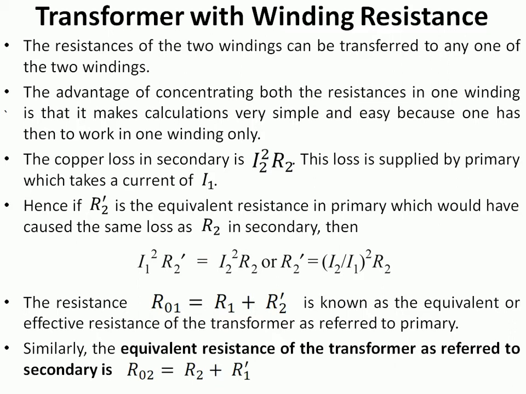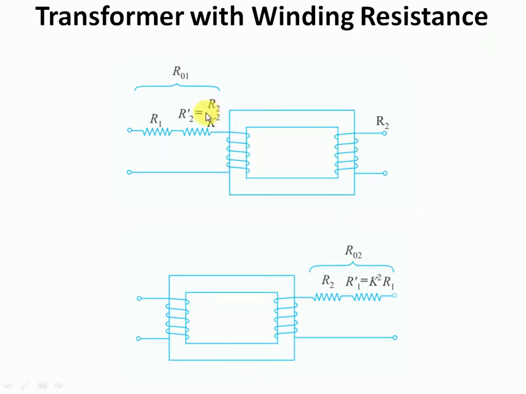This is how we have transferred the resistance at the secondary side to the primary side. When we are transferring the resistance from secondary side to the primary side, we will be indicating it as R2 dash. And the relation between R2 dash and R2 is R2 dash is equal to R2 by K square. So now the effective resistance at the primary side is indicated as R01. It is actually the sum of R1 and R2 dash.